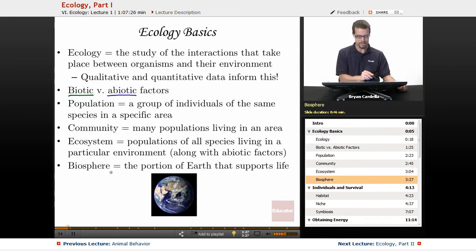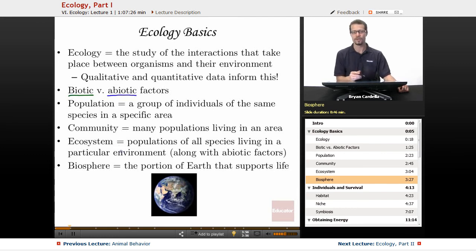And then the biosphere. The biosphere is the portion of Earth that supports life. Here's Earth, so really it's the upper parts of the crust, the oceans, the lakes and rivers and the land masses, those parts that support life, where you can find life on Earth. Of course, in the center, the core of the Earth, much too hot, too much pressure, etc., to support life.